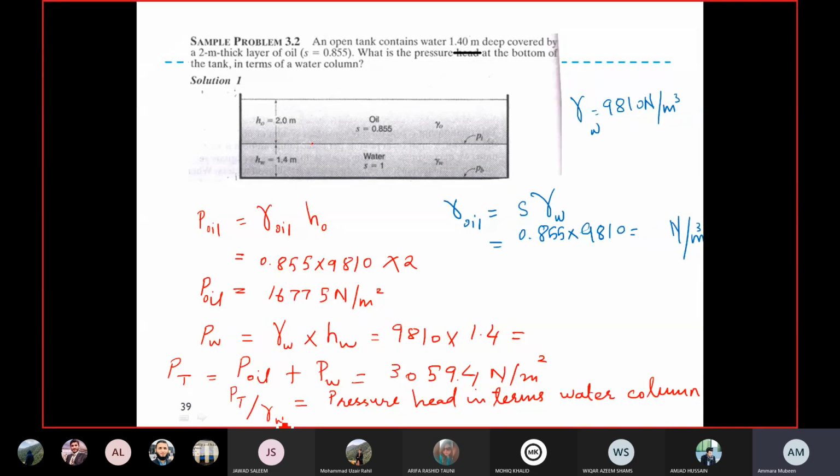So this is how you get the pressure head in terms of depth of column of different liquids. So if I ask you to determine the pressure head, just write the value in terms of pressure head of oil column, then what would you do? You will be dividing the total pressure with the specific weight of the oil to get the height of column of oil, pressure head in terms of oil column. So this is how you get the values in pressure head. So any question, please let me know.